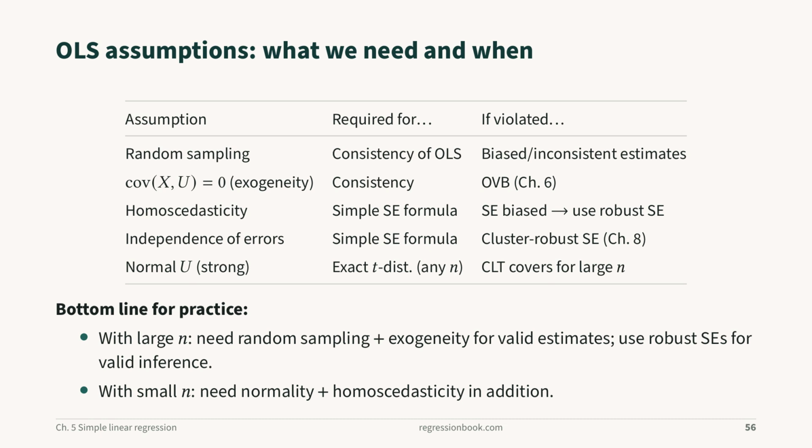Normality is strong and buys exact small sample t distributions. The central limit theorem covers us in large samples. Practice follows the bottom line: large N needs random sampling, exogeneity, robust standard errors.